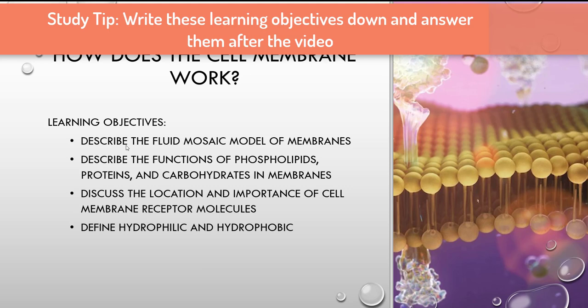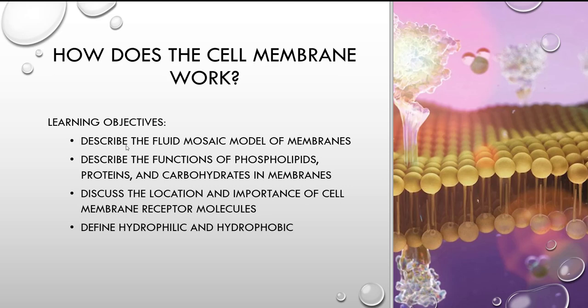We have 4 learning objectives that we're going to cover in this video. The first one: describe the fluid mosaic model of membranes. We're going to talk about what the cell membrane looks like and what this fluid mosaic model means. Then we're going to look at the functions of the phospholipids, proteins, and carbohydrates that make up the membrane. And then we're going to discuss the location and importance of cell membrane receptor molecules, as well as define hydrophilic and hydrophobic, which we already defined last week in topic 2. So that should be a refresher for you.